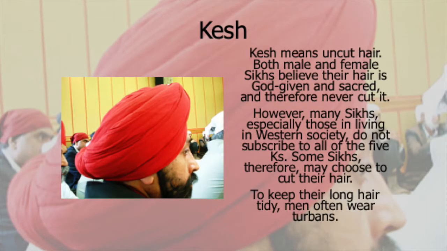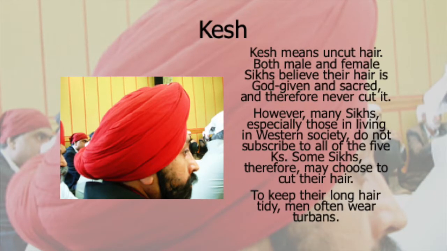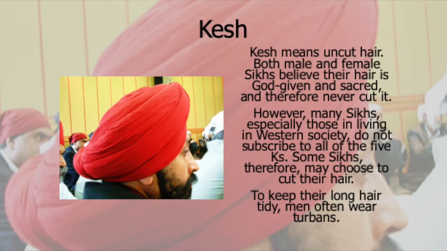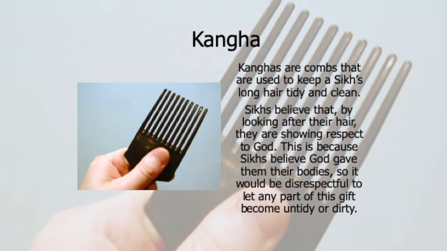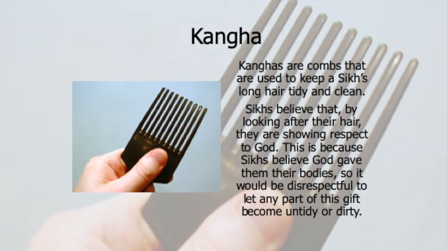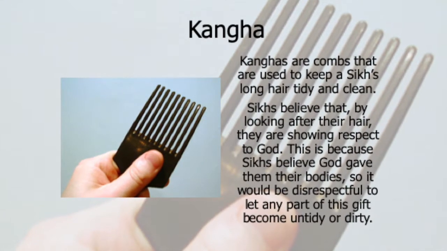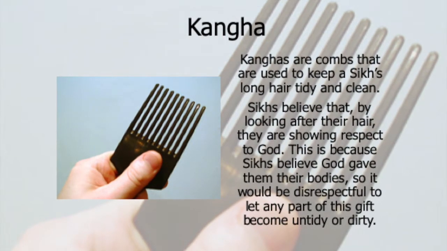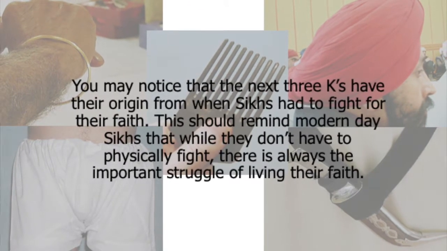So the reason for this is the hair is God-given and sacred, and therefore never cut. It's a reflection of their desire to be united with God, because God has given them that hair, and it's an expression of their reliance on him or her or it. Okay, kangas are combs that are used to keep a Sikh's long hair tidy. These will often be put in underneath a turban. They're showing respect to God by looking after their hair. Again, it's only symbolic.